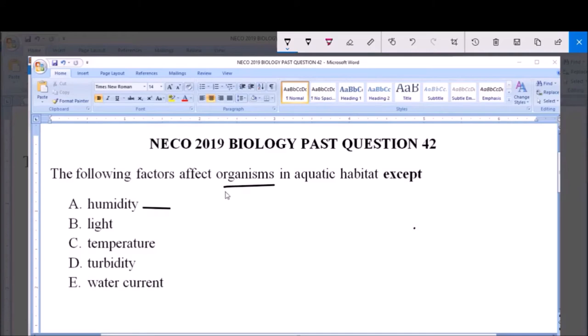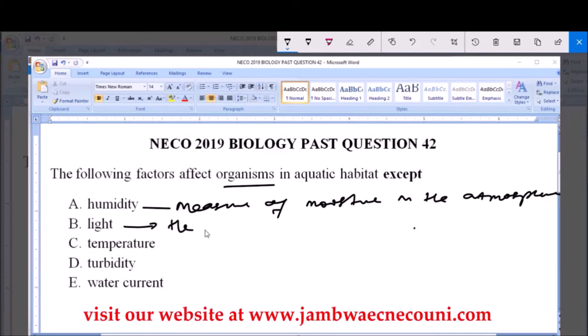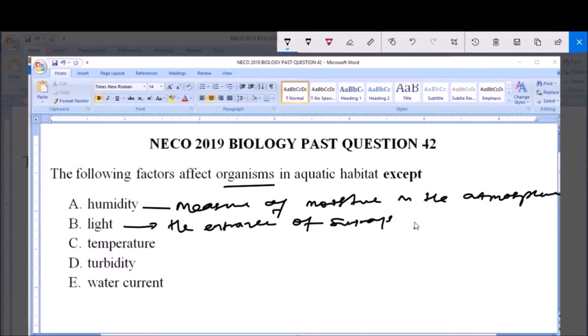Now, humidity. Humidity simply refers to the measure of moisture in the atmosphere. That's humidity. Now, light simply means the entrance of sun rays in a water body. So how does this entrance of the sunlight work in this aquatic habitat?